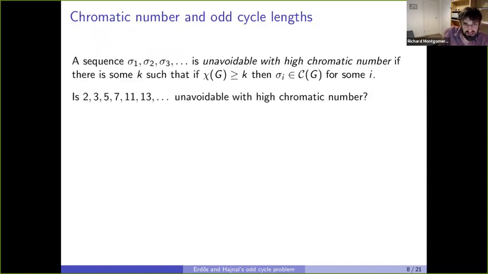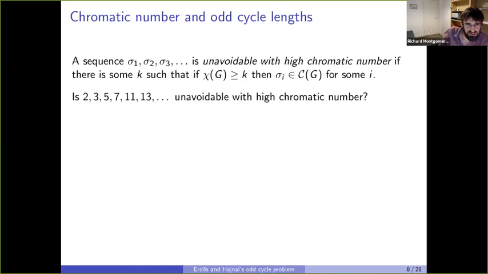So back to odd cycles, and here's a very similar definition about how a sequence could be unavoidable with high chromatic number. That's true if there's just some constant k, so that if the chromatic number of a graph is at least k, then you must contain some cycle length in that sequence. And here I'm really thinking about odd numbers. And my question before becomes, is the sequence of prime numbers unavoidable with high chromatic number?